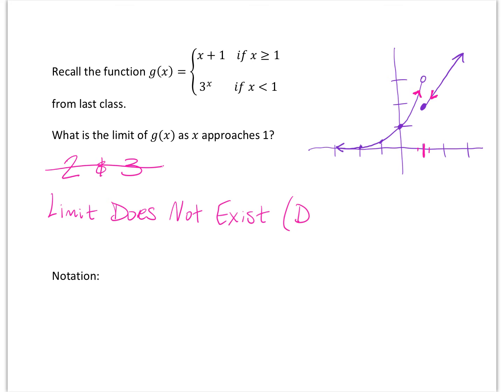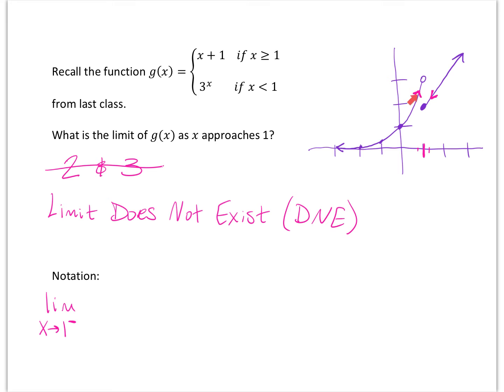Okay? DNE for short, does not exist. So our notation for this is that now I can use notation to be clear what the limit from the left and the limit from the right are and that they're different. So we can say the limit as x approaches 1. And then to indicate from the left, we put a little negative sign right here. That means we're approaching 1 from the left side of 1.